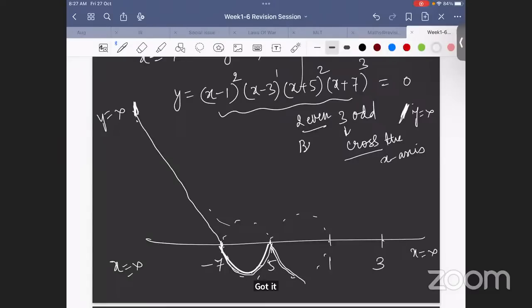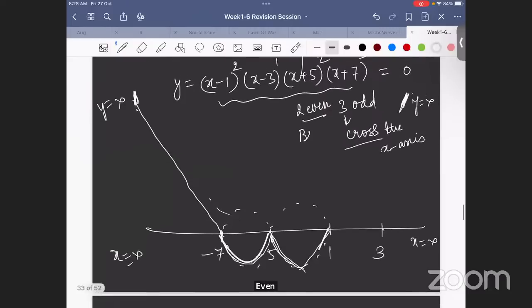But again, you already know that at x equals 1, again the function value will be 0. So you need to go, and again it will bounce and it will go like this. So it will turn, bounce, and it will go here. So will it go from here?